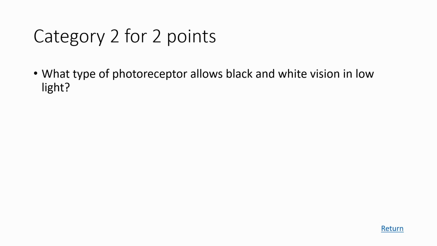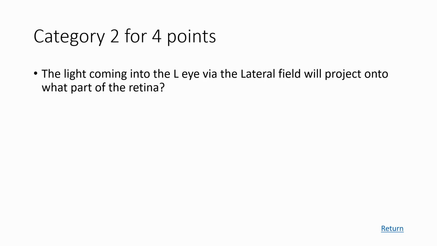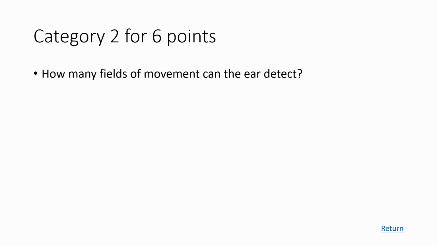What type of photoreceptors allow black and white vision? Okay, these are your rods. Remember that black and white night vision? Okay, here we go. Told you there's one question. Light coming into the left eye via the lateral field, so left lateral field, projects onto what part of the retina? Okay, medial or the nasal area of the retina. Remember when you're studying that one, know the field of vision that I'm telling you first. Where on the retina is that going to project? And then where does it go from there? How many fields of movement can the ears detect?